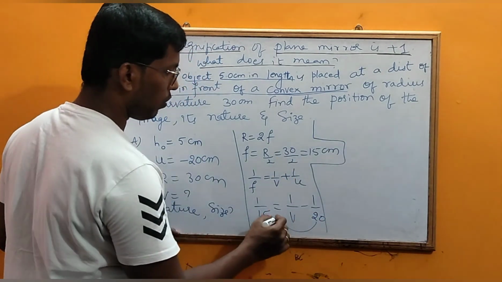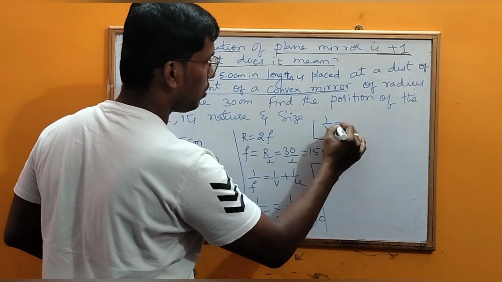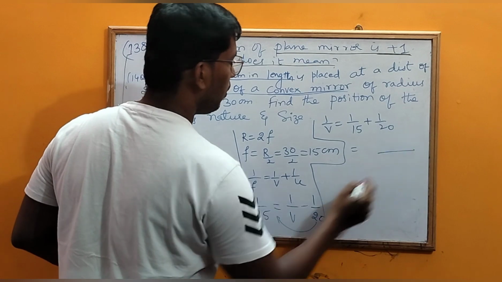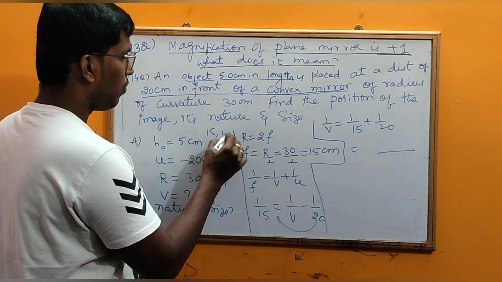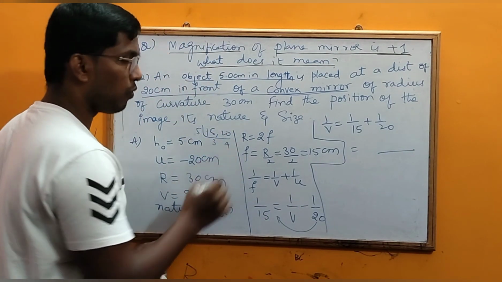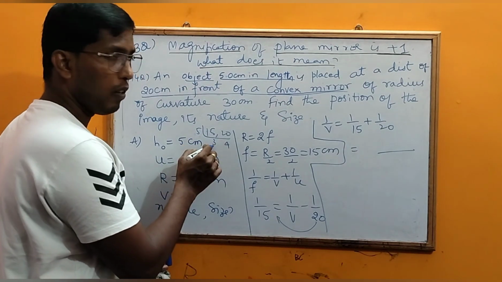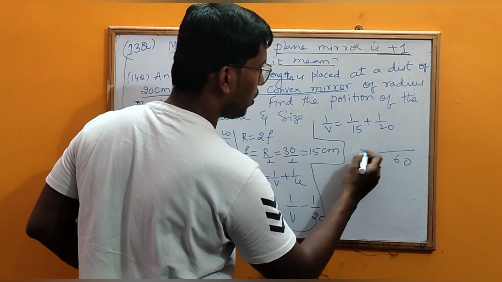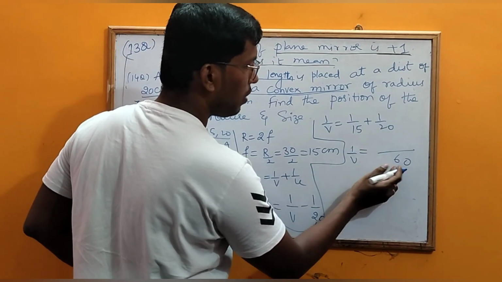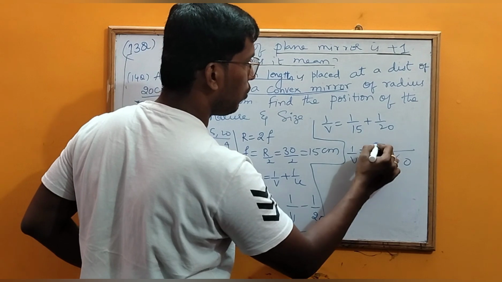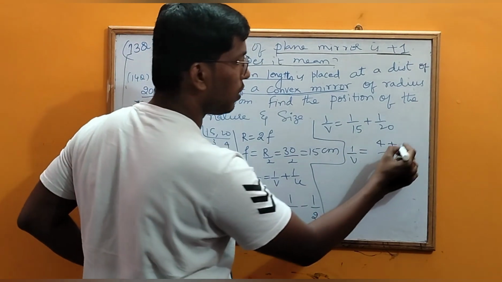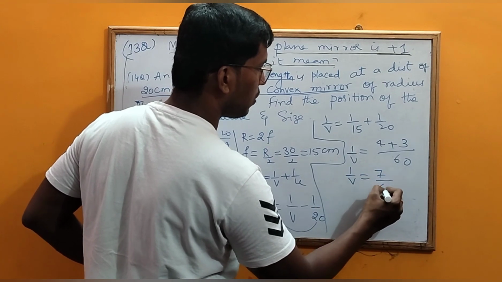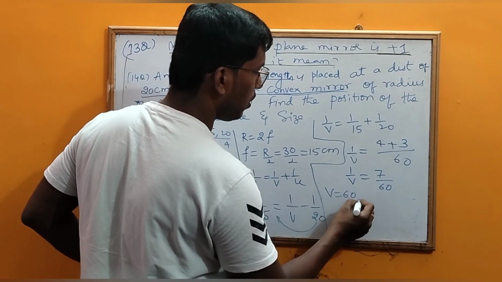Send this minus 20 to the other side. 1 by V is equal to 1 by 15 plus 1 divided by 20. Take LCM, 15 comma 20. 5 3s are 15. 5 4s are 20. So 5 3s are 15, 15 4s are 60. 60 is the LCM. 1 by V is equal to 15 1s are 15, 4 into 1 is 4, plus 20 1s are 20, 3 into 1 is 3. So 1 by V is equal to 7 divided by 60. V is equal to 60 divided by 7.